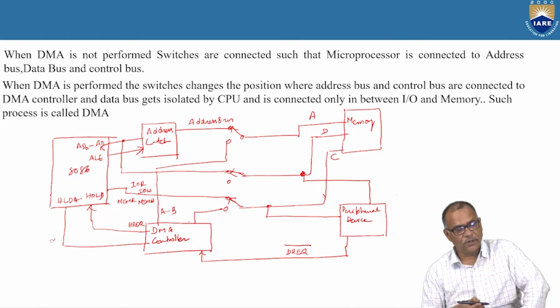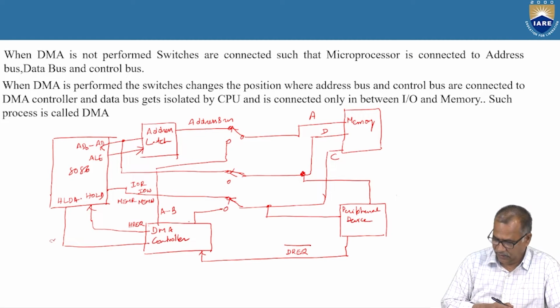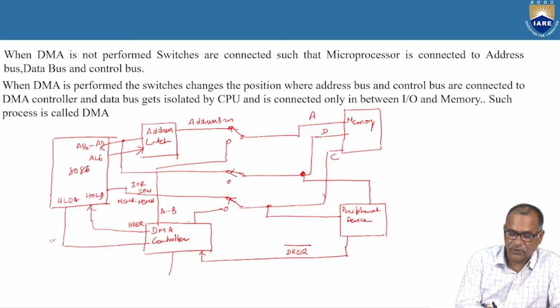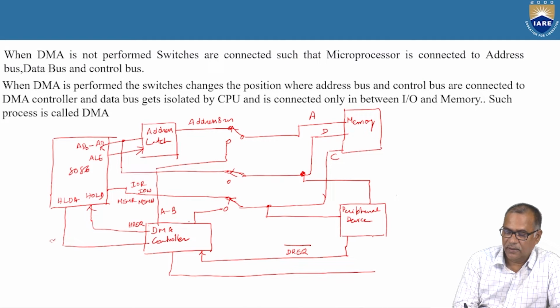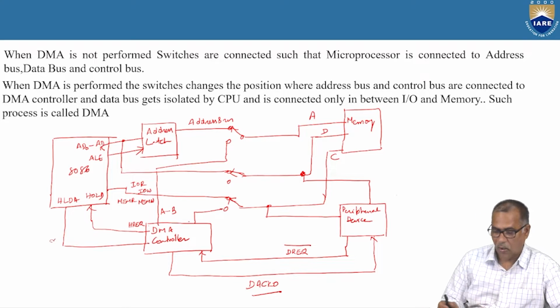And the DMA controller, when it receives the hold acknowledge signal from the microprocessor, sends DACK0, the DMA acknowledgement signal, back to the peripheral device. So this is called DACK0, the DMA acknowledgement signal.